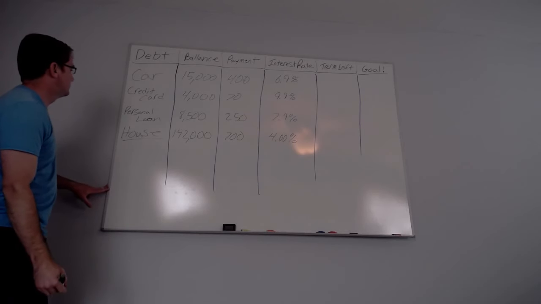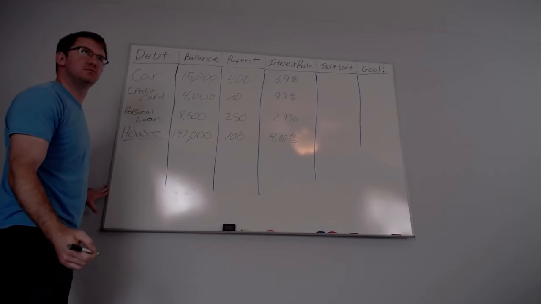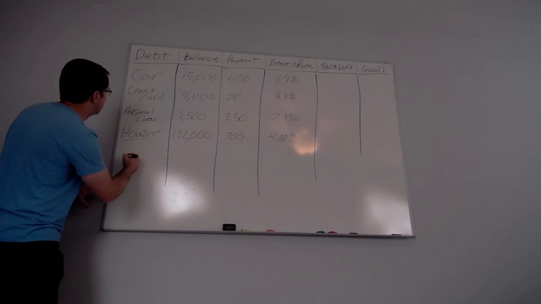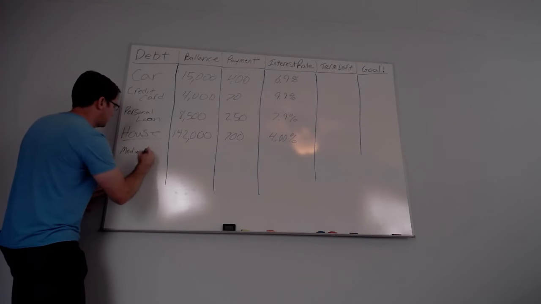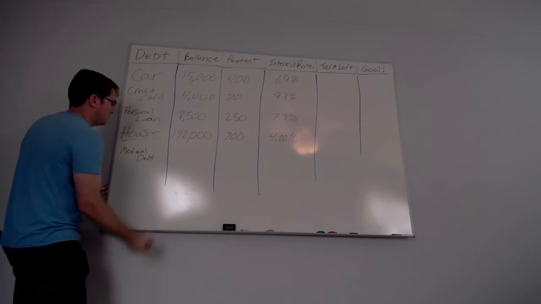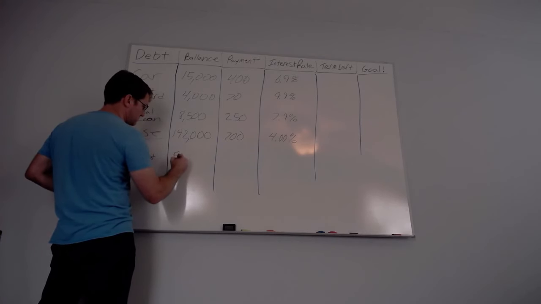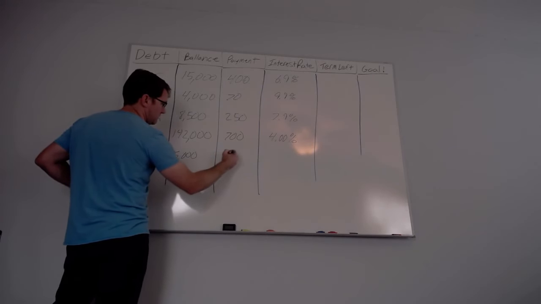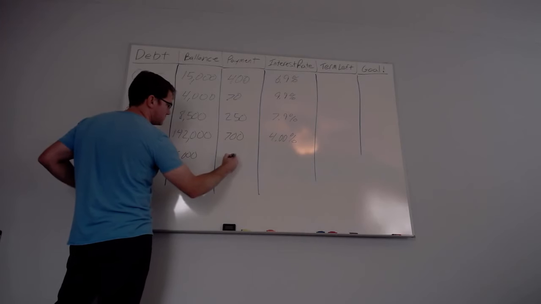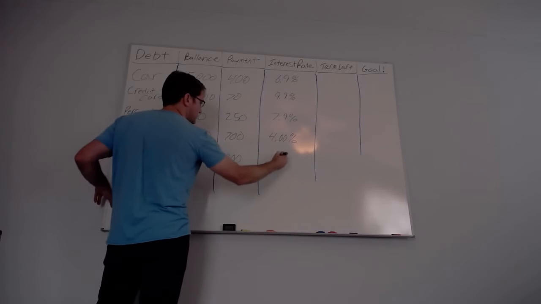What else we got on there? Maybe a boat? No. Car, credit card, personal loan, house. Maybe some medical debt. That does happen. Medical debt of, let me see the round numbers, 5,000, and your payment on that is, say, $200 a month. Let's say 0% interest.